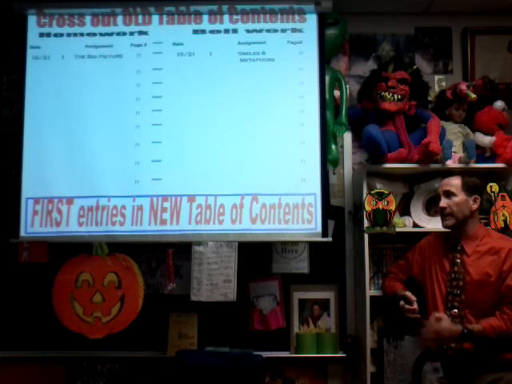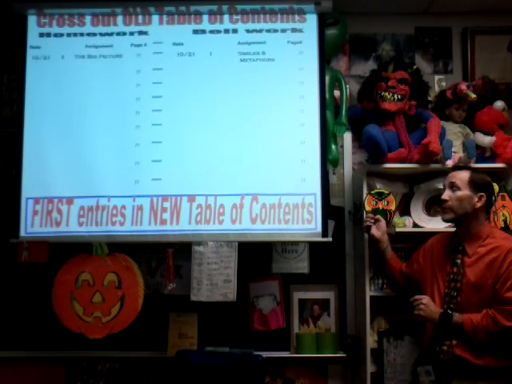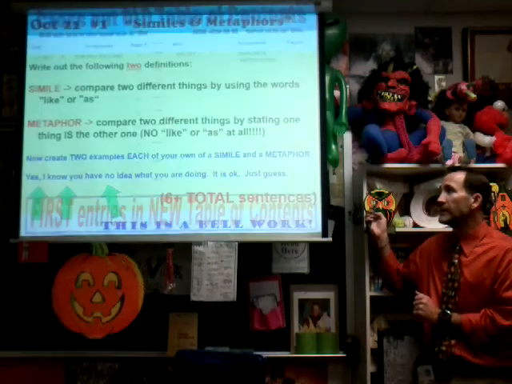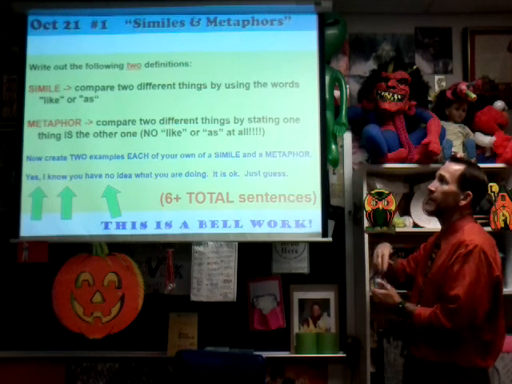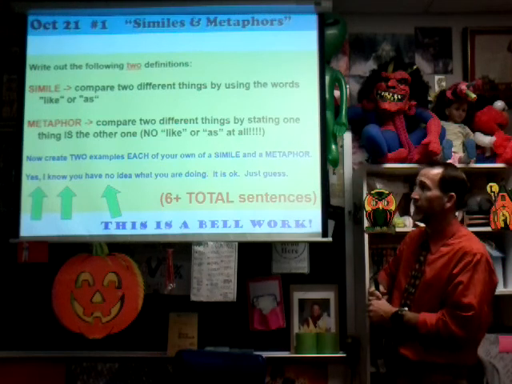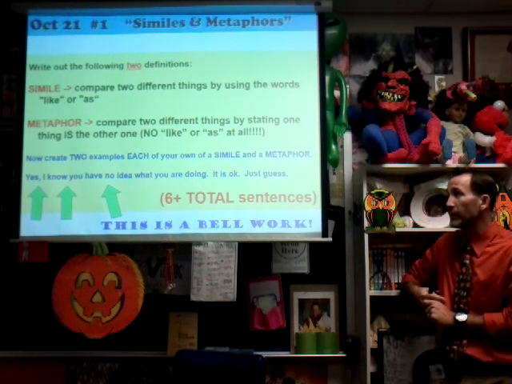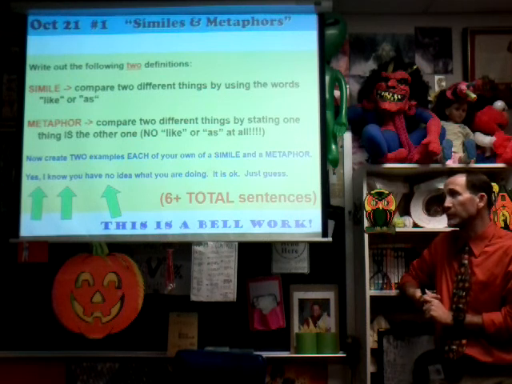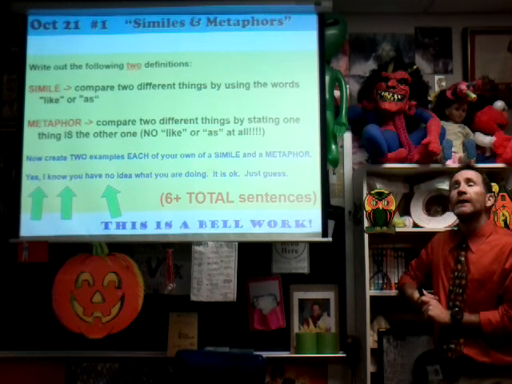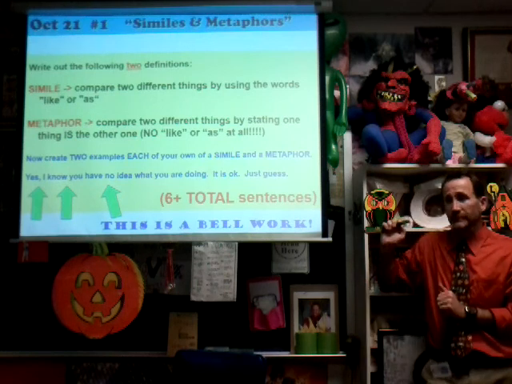Turn the page, the table of contents, the next one. We have our first homework, which is a big picture, and our first bell work, which is similes and metaphors. Here's what you're going to do for the bell work. Write down the definition of simile: compare two different things by using words like or as. Metaphor: compare two different things by stating one thing is the other one, no like or as. And write 2 examples of similes and 2 examples of metaphors. So that's your bell work.